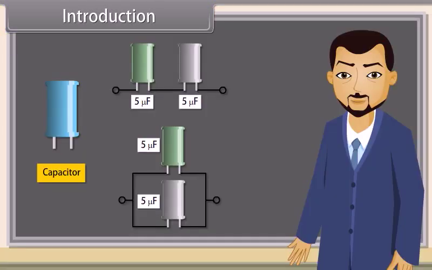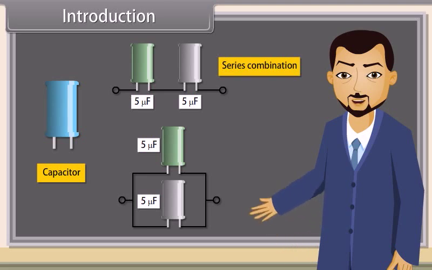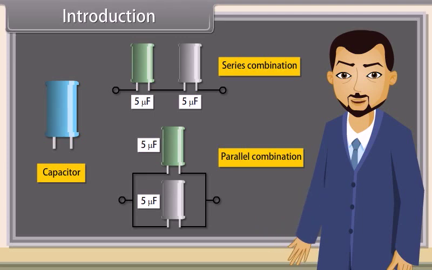Good question, Ajay. Let me tell you. In series combination, the reciprocal of the equivalent capacitance is equal to the sum of the reciprocals of the individual capacitances. However, in parallel combination, the equivalent capacitance is equal to the sum of the individual capacitances. Students, today we will study more about this in the chapter Electrostatic Potential and Capacitance.